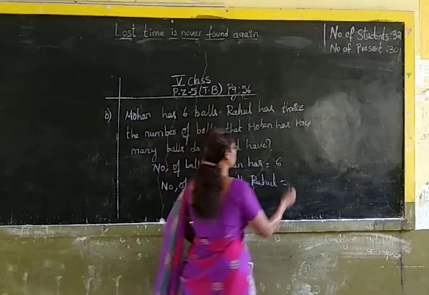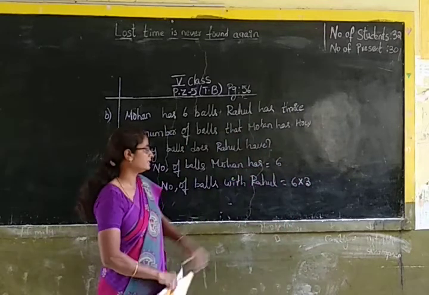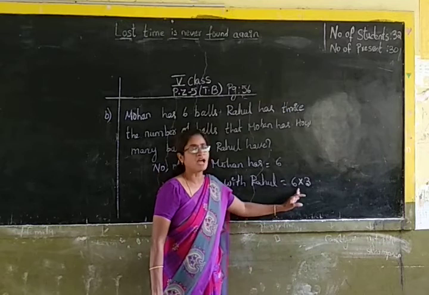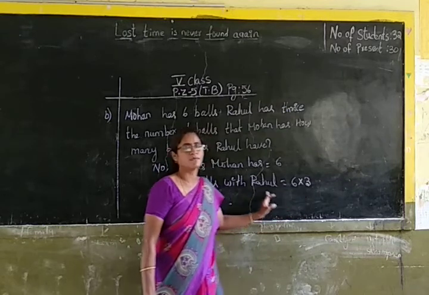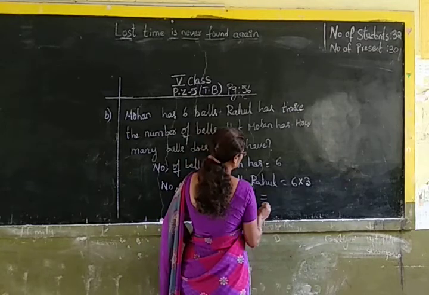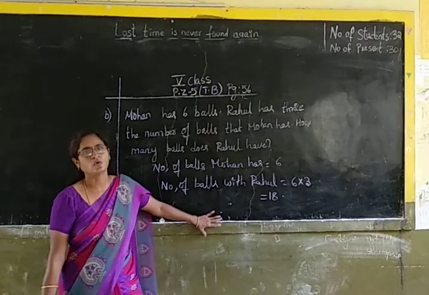So 6 into 3. 3 times the balls that Mohan is having. Here Mohan is having 6 balls, so we have to multiply it with 3 to get the number of balls Rahul is having. Thrice means 3 times. 6 into 3 is how much? 18. So Rahul is having 18 balls with him.